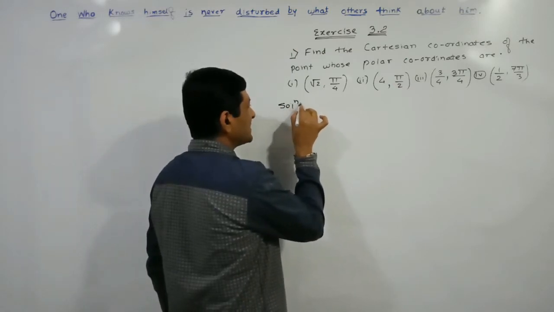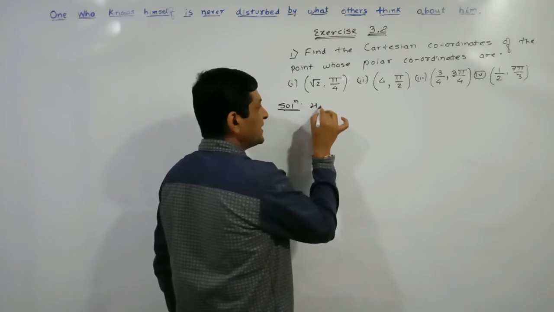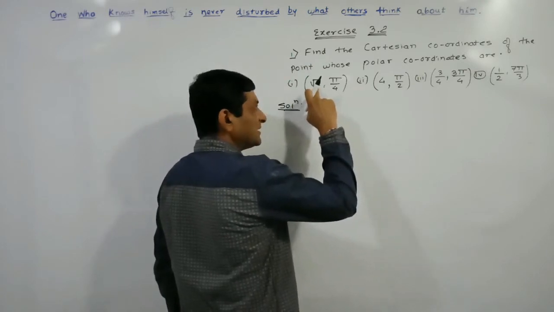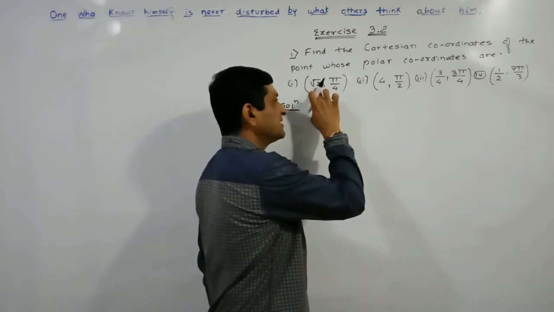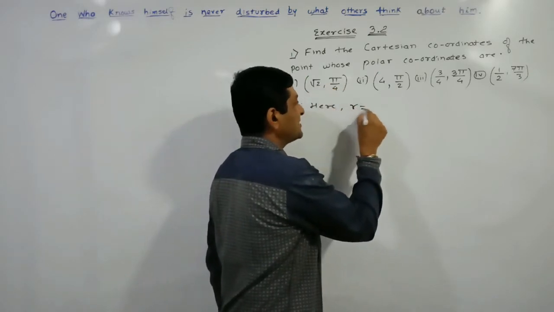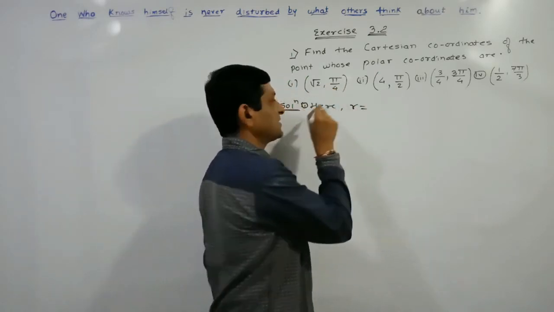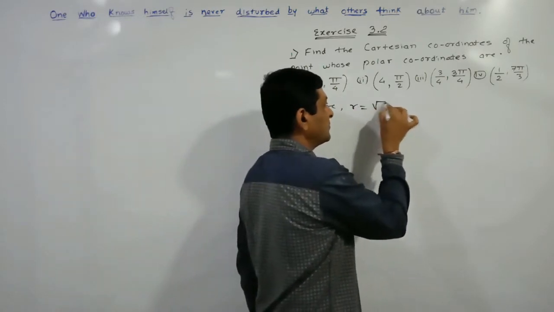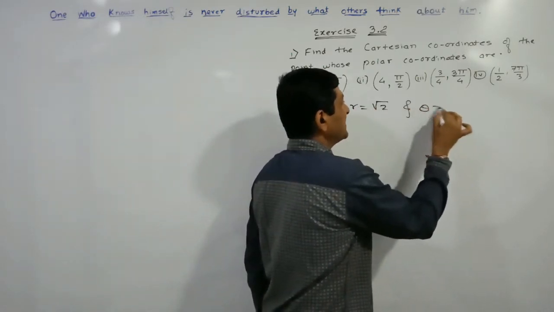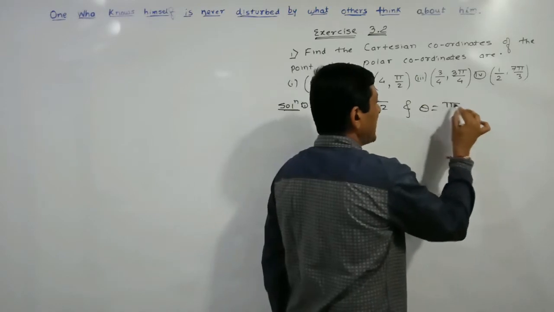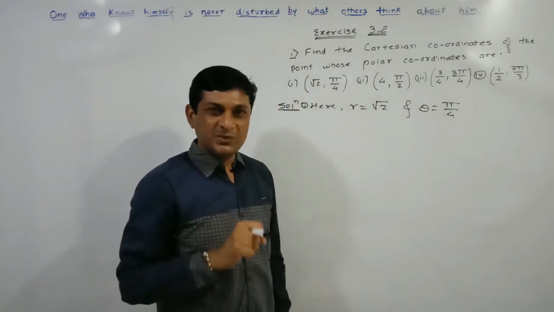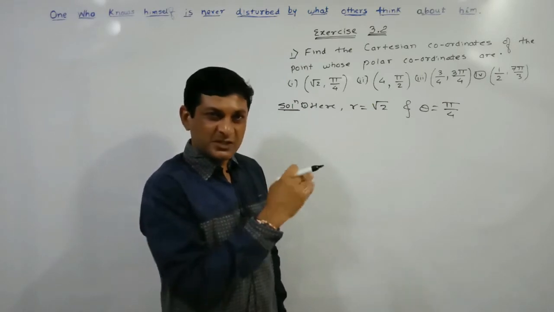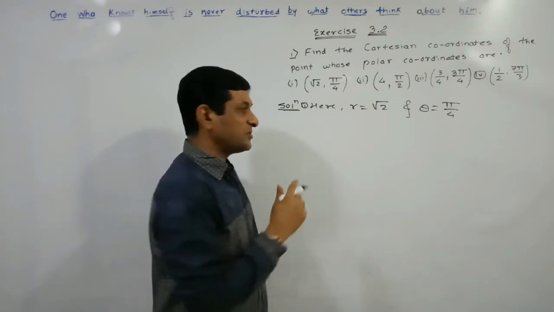In the first example, the polar coordinates we denote by R, theta. Here R is equal to root 2 and theta is equal to pi by 4. Once these values are given to us, using the relation we are able to convert this polar coordinate into Cartesian coordinate.